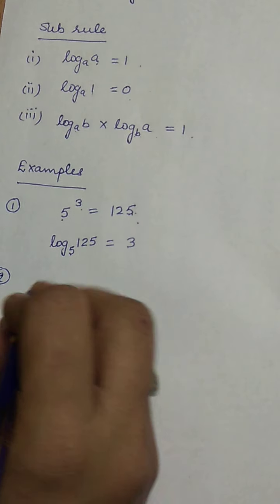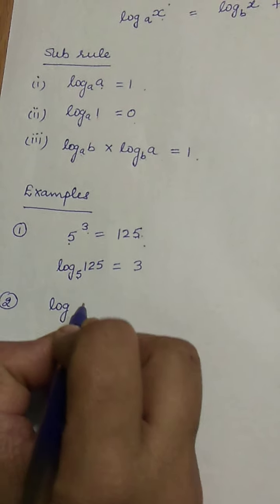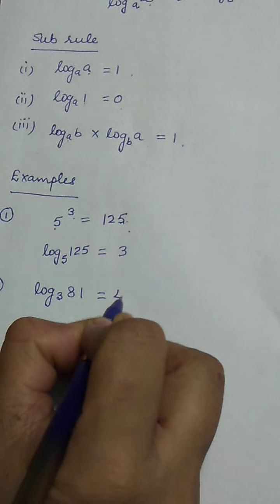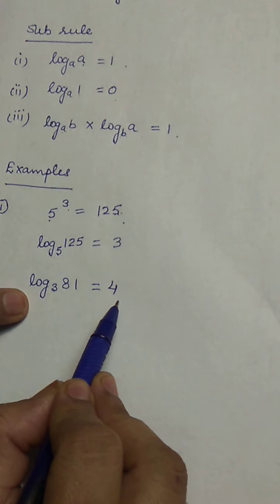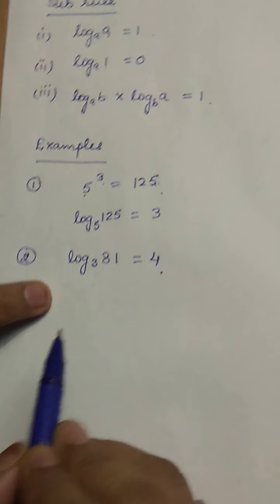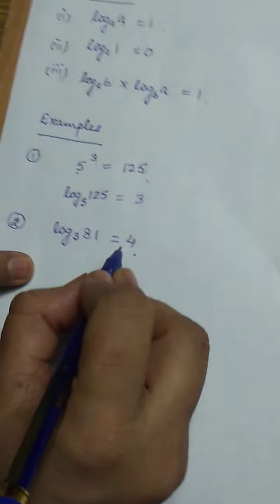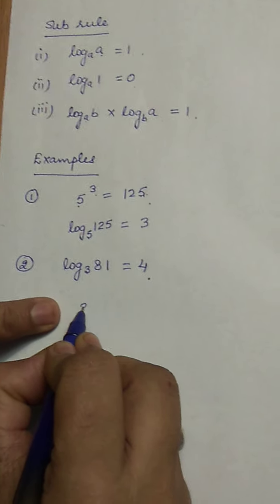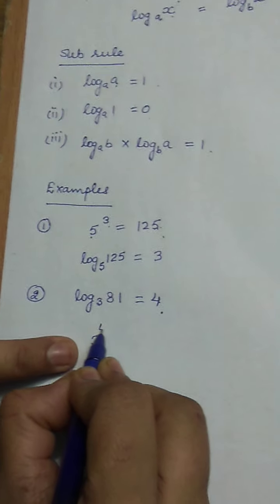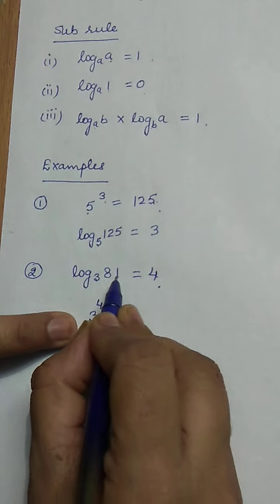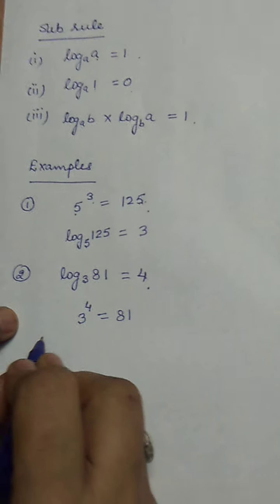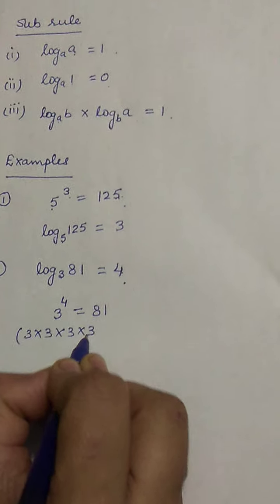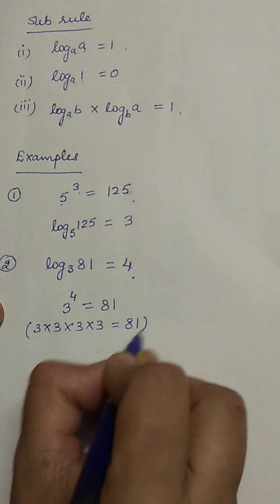Now, what is the exponential form of this logarithmic expression? The exponential form will be: the base is 3, and 3 to the power 4 gives us 81. We know that when 3 is multiplied 4 times, it gives 81.